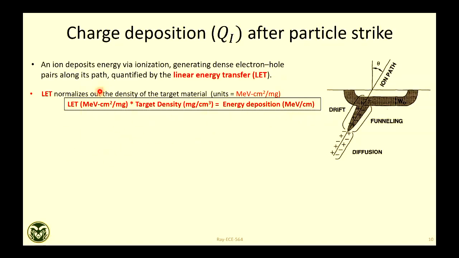That means if you know the LET, you can use it for any material with the corresponding density, and then you will get this energy deposition.